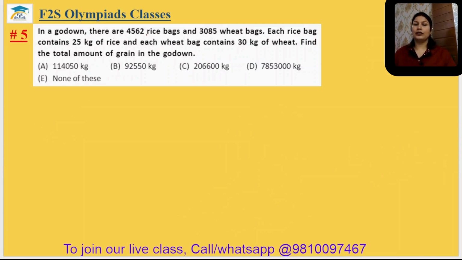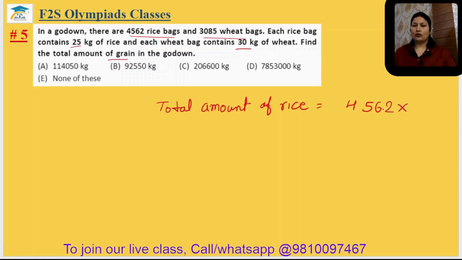In a godown, there are dash rice bags, dash wheat bags. Each rice bag contains 25 kg. Each wheat bag contains 30 kg. Total amount of grains. So first we will find the total amount of rice. Total amount of rice equals how many bags of rice are there? So 4, 5, 6, 2. What is the weight of one bag? That is your 25 kg.